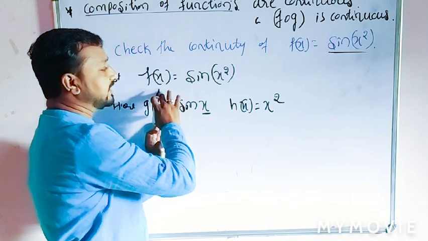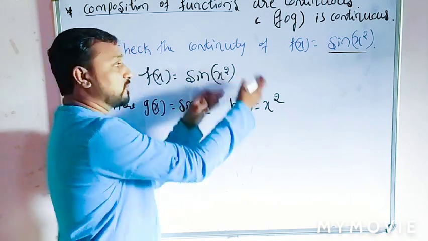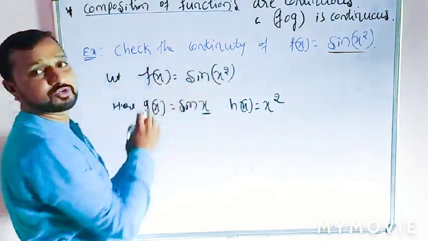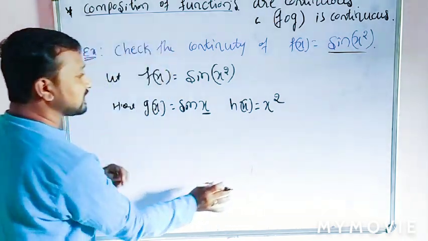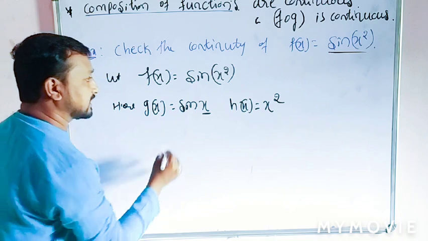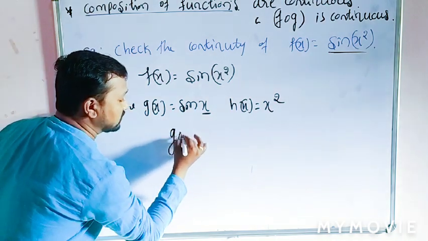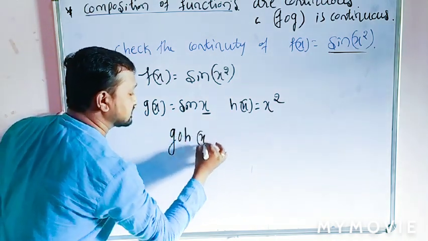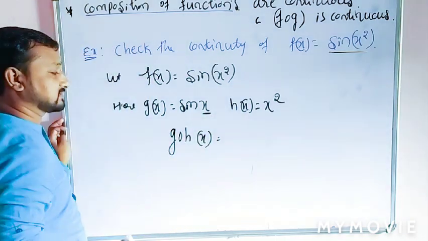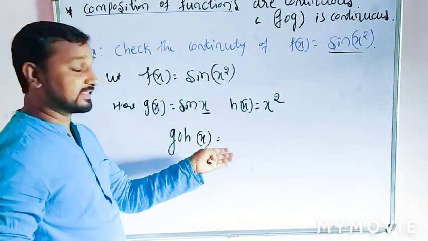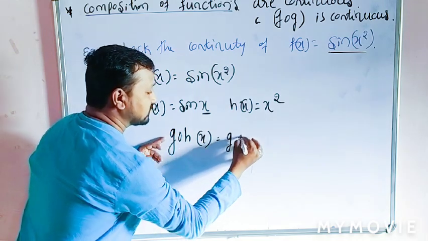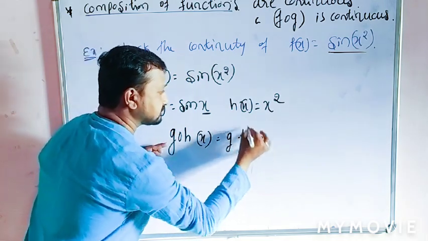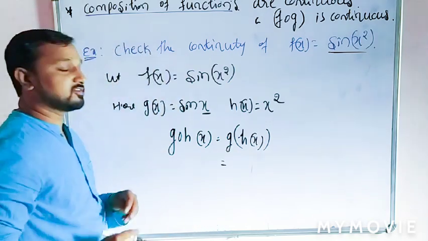So g of x is continuous, h of x is continuous, then the combination of these functions should be continuous. That is g composition h of x. So again write, g composition h of x. By the definition of the composition function, this can be written as g of h of x.